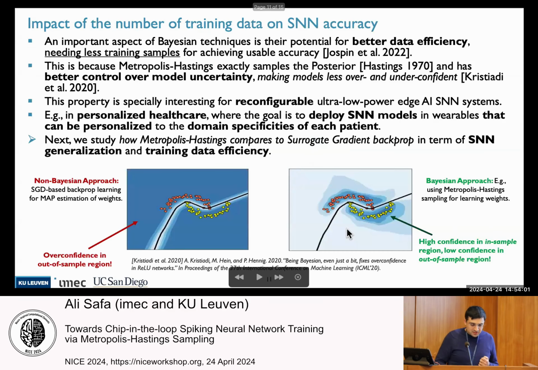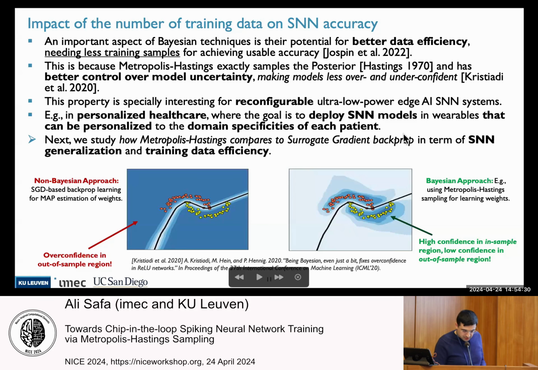The second point, as I said, was that we wanted to compare the data efficiency of Metropolis-Hastings to backprop. This comes from a lot of quite recent discussion in the deep learning community, where it has been shown that Bayesian techniques for training neural networks require less training data to achieve a similar test accuracy. It is often argued that this comes from the fact that Bayesian techniques are better at balancing the overconfidence and underconfidence of neural networks.